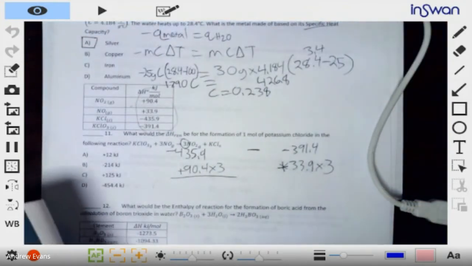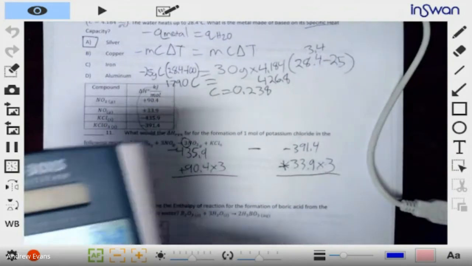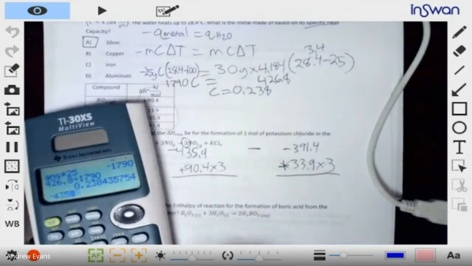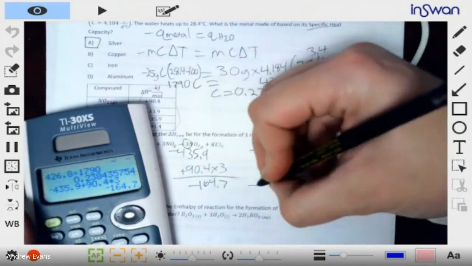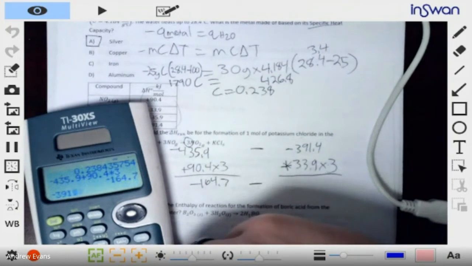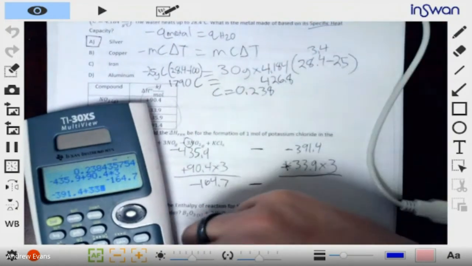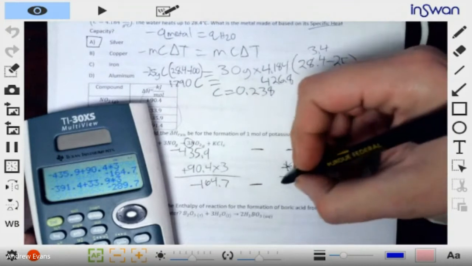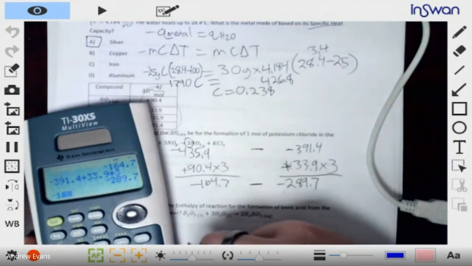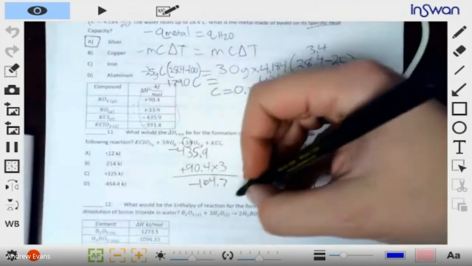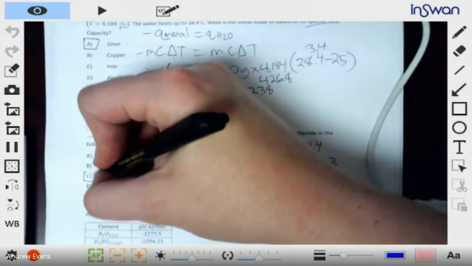So negative 435.9 plus 90.4 times 3 is negative 164.7. Negative 391.4 plus 33.9 times 3 is negative 289.7. Negative 164.7 minus a negative 289.7, which is the same as plus, or positive. It's going to be positive 125 is my answer. Positive 125.